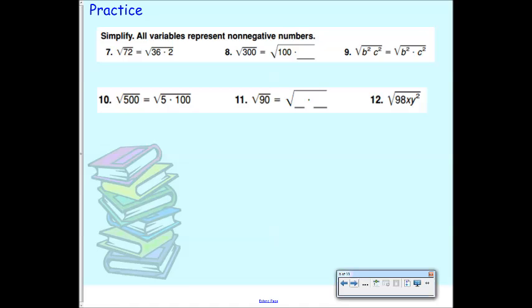Okay, remember, if it's a radical with an exponent and a variable, the exponent has to be what kind of number? Even. It has to be even. If it's odd, you have to break it down. Okay, all right, go try them.